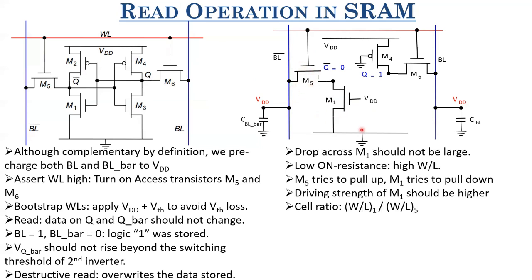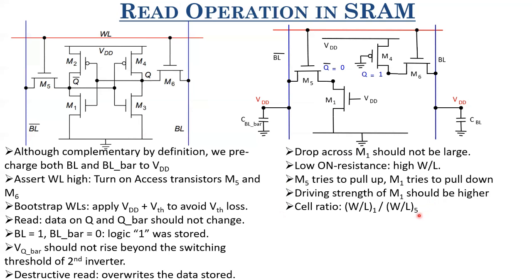Now this ratio of the driving strength of M1 to that of M5, which is typically called the cell ratio, given by W/L of 1 divided by W/L of 5, we want this to be as large as possible, so that this node is not pulled towards VDD much. This cell ratio is a very important component while designing any SRAM cell. For non-destructive read, you have to ensure that this constraint on cell ratio is always satisfied. That is, cell ratio should be greater than 1.